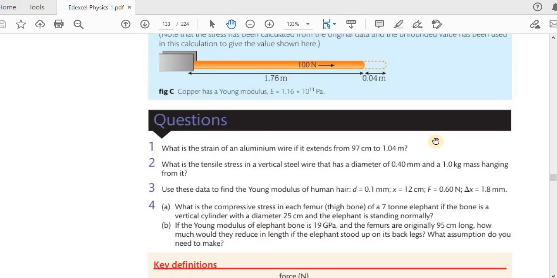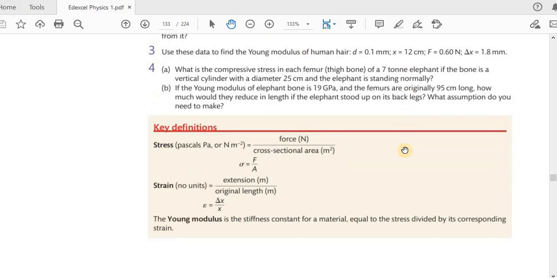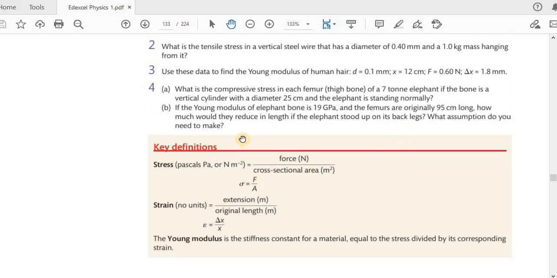Alright, so we have arrived at the end of this chapter, and in this book you get the key definitions normally at the end of each subchapter. It's very important that you study this, because in the exam papers you may have to use these equations or you may have to write these definitions, so make sure you memorize them with understanding. The Young modulus is the stiffness constant for a material equal to the stress divided by its corresponding strain. So remember the equation.